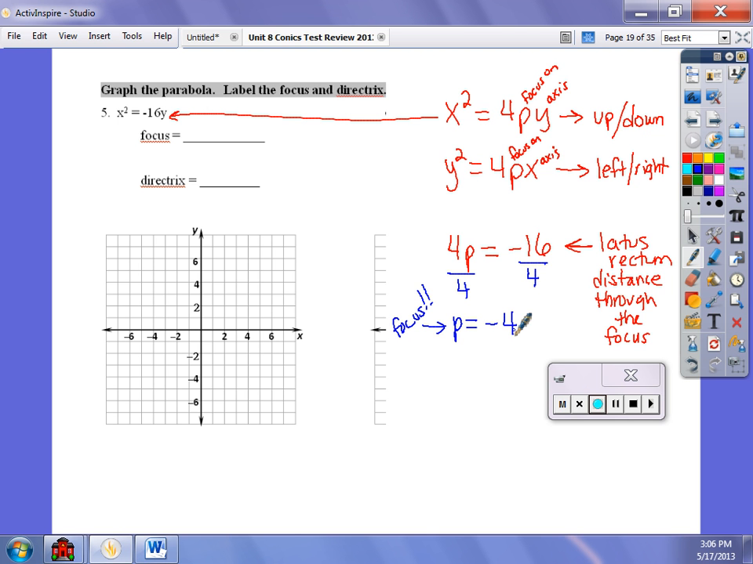Now we need to remember to write the focus as a coordinate. So because the focus is on the y-axis, we are going to write the focus as 0, negative 4.